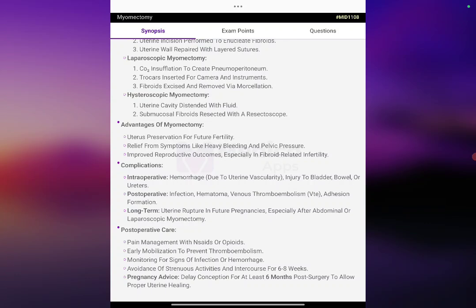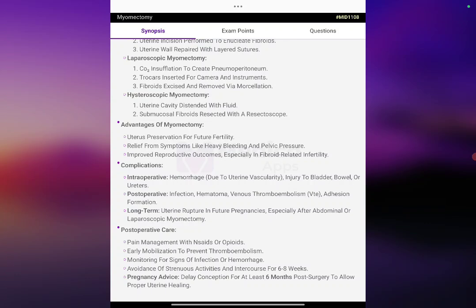Hysteroscopic myomectomy: the uterine cavity is distended with fluid, and submucosal fibroids are resected with the resectoscope. Advantages of myomectomy: uterus preservation for future fertility, relief from symptoms like heavy bleeding and pelvic pressure, and improved reproductive outcomes, especially in fibroid-related infertility.